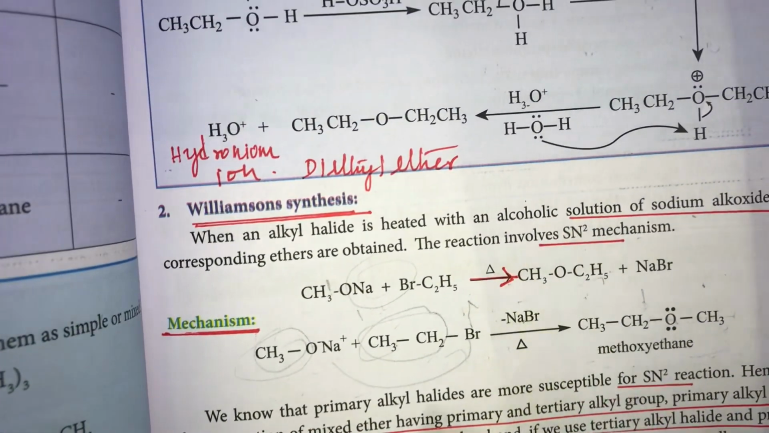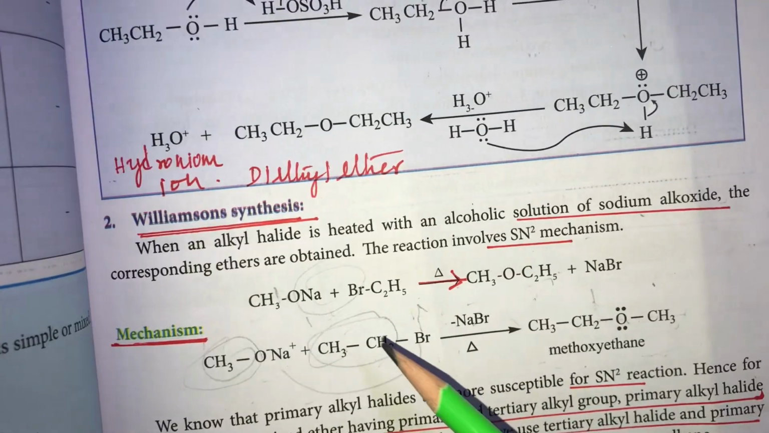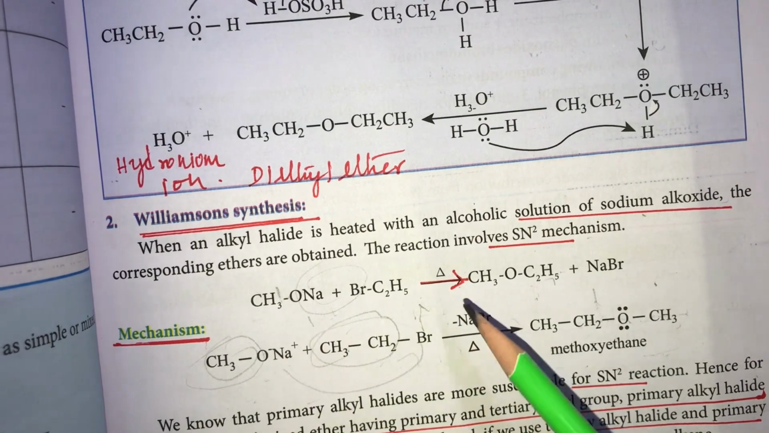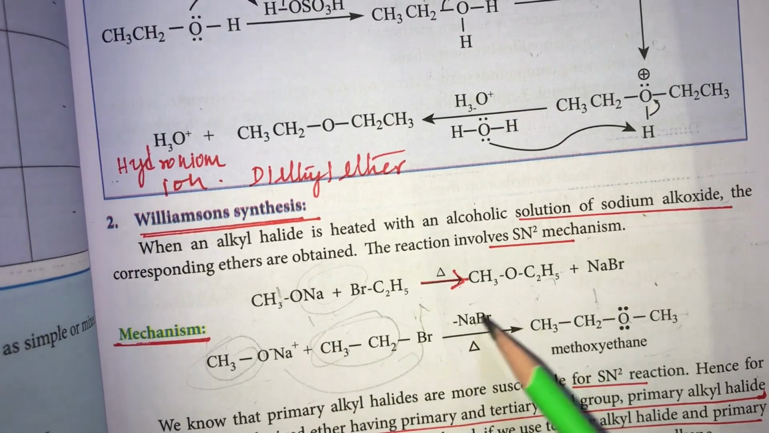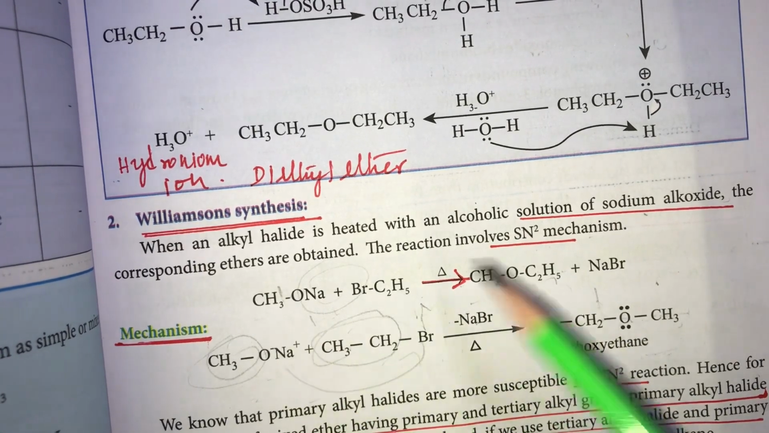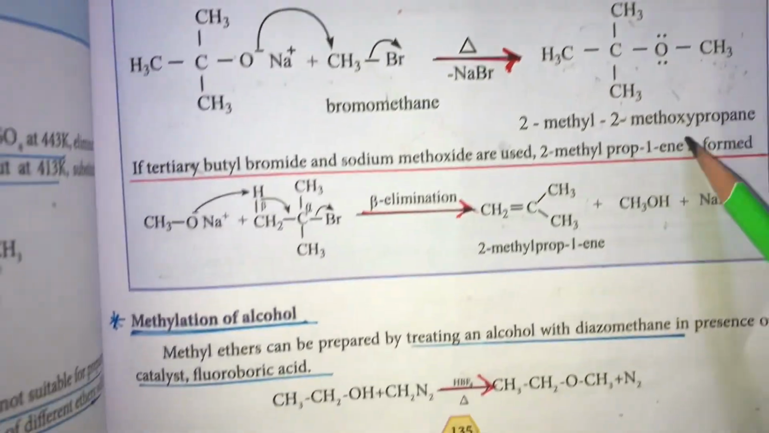So that is Williamson ether synthesis. These are all the explanations given, with the reasoning. Williamson ether synthesis is where sodium alkoxide reacts with alkyl halide in the presence of an alcoholic solution. It forms ether. Depending upon which ethers we need, you have to take the respective reactants. So depending upon the reactant, the product will be different.